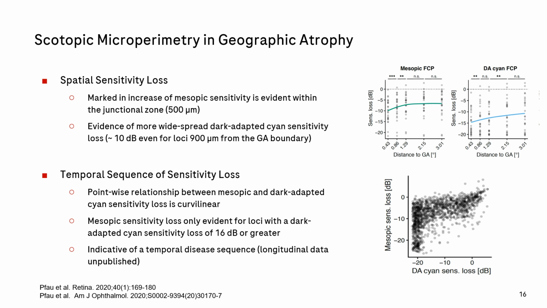So scotopic microperimetry in GA, but also in intermediate AMD, can really help you to study the disease sequence. And it's important to understand that cyan sensitivity loss or rod dysfunction occurs much earlier than cone dysfunction, which again fits to the dark adaptometry data, which Professor Owsley showed you in the talk part 1.